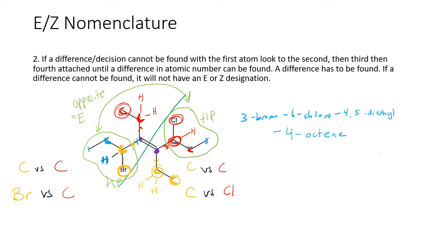So out in front of our name now, we indicate that. We add parentheses and we say 3E and close those parentheses there. We add that stereochemistry out in front, or not 3E. Our double bond lived at number 4 in this one. So 4E.